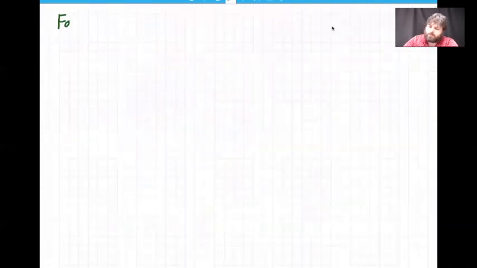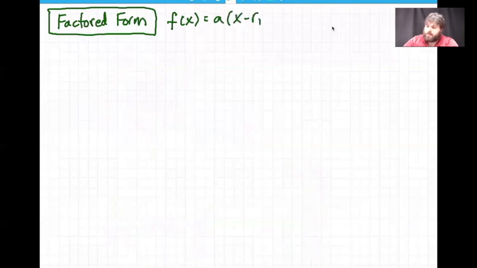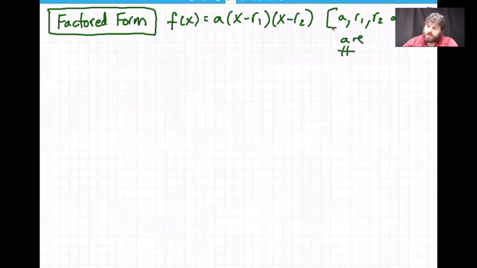All right, next form, it's going to be factored form. All right, so factored form always looks like this. F of x equals a times x minus r1 times x minus r2. So a and both of the r's, r1 and r2, are going to be numbers. Okay? That's how you'll be able to tell. It's kind of hard to see that. I know my face is in the way here. So there we go. A, r1, and r2 are going to be numbers.